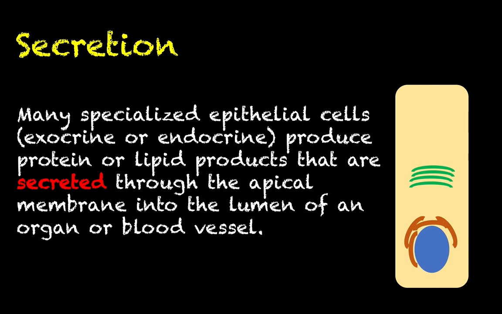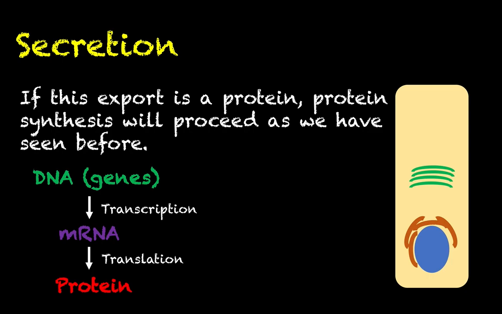So let's take a little look at how that looks. Let's operate under the assumption that this export is going to be a protein of some variety. In this case, protein synthesis will proceed just as we've seen many times before. You have a gene in the DNA that provides the instruction on how to make that protein. Through transcription, RNA polymerase makes an mRNA copy of those instructions, which are exported out of the nucleus. That mRNA binds to a ribosome. The ribosome looks for the start codon, it starts building the protein, and the protein is released after a stop codon is encountered. The protein folds. But what happens next?